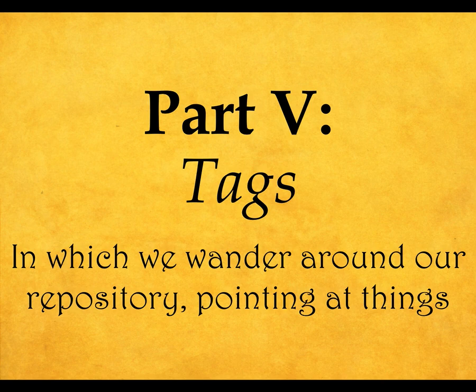Okay, moving on to tags. So tags are basically just pointers to commits, just to make it easy to find things. So it might be a latest release, or where a particular bug was found, or whatever you want. Anything you just want an easy readable label attached to a commit. So to create a tag, unsurprisingly, git tag and then the name of the tag.